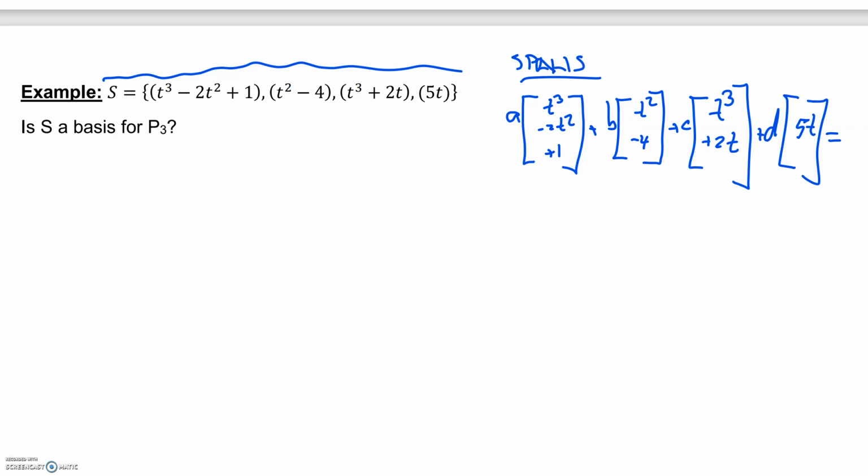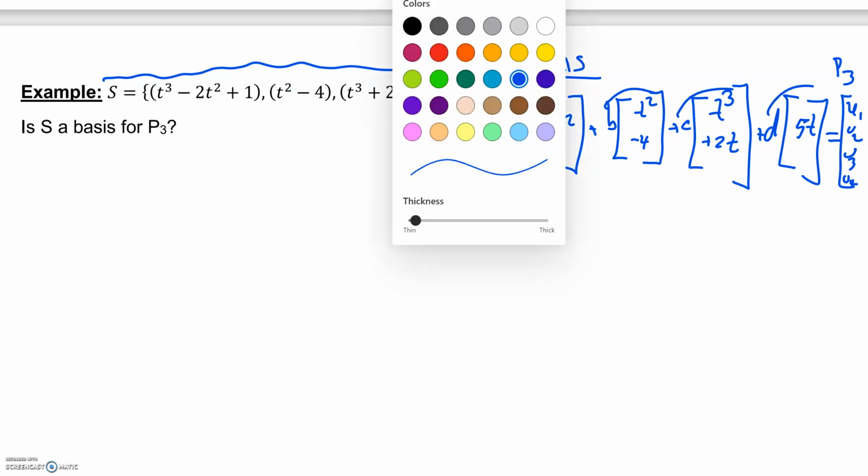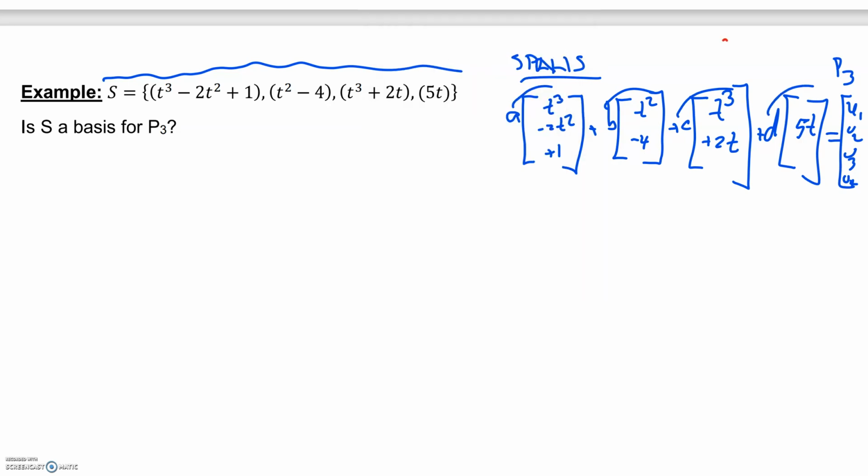And does that equal any vector in P3 space, right? Which means there's a third power, second power, first power, no power. So there should be 4 terms. Well, what I did was my next step was to distribute all this, right? And I collected the cube terms. Let me write out what I mean by that.